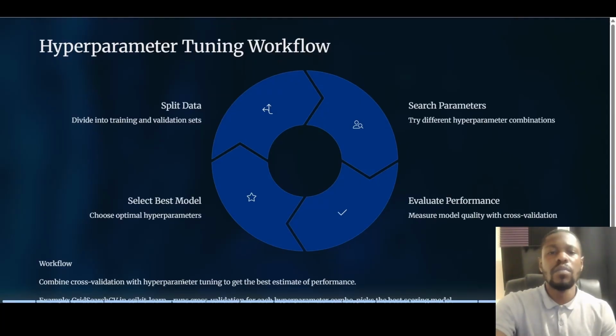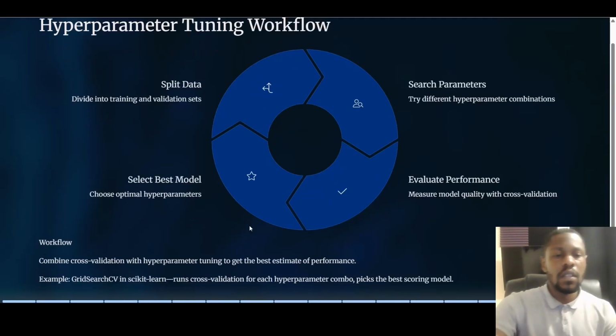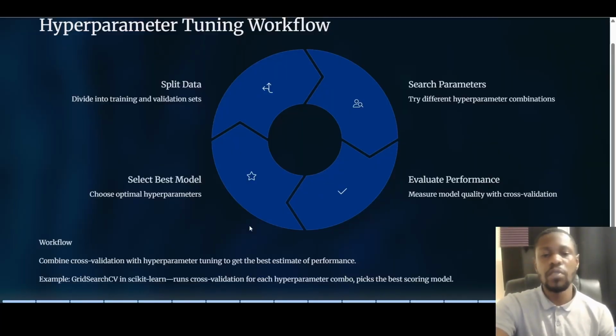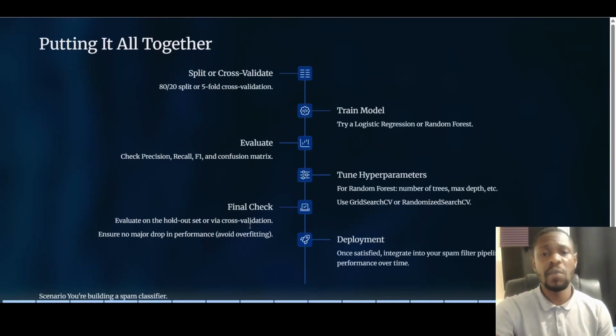The hyperparameter tuning workflow. So first we split data. Divide into training and validation sets. We search for parameters, we try different hyperparameter combinations, evaluate the performance, measure model quality with cross-validation, and select the best model. Here we go. So the workflow, combine cross-validation with hyperparameter tuning in order to get the best estimate of performance. So example, you could use the grid search cross-validation in scikit-learn, runs cross-validation for each hyperparameter combo and picks the best scoring model.